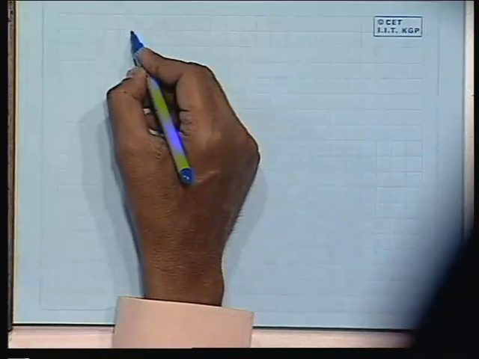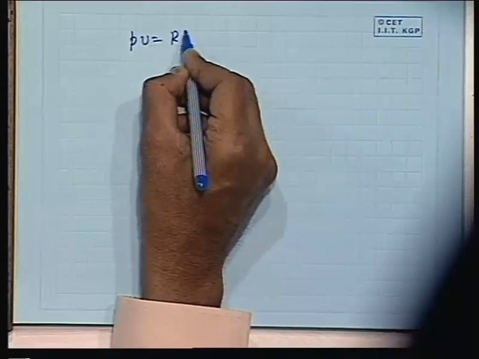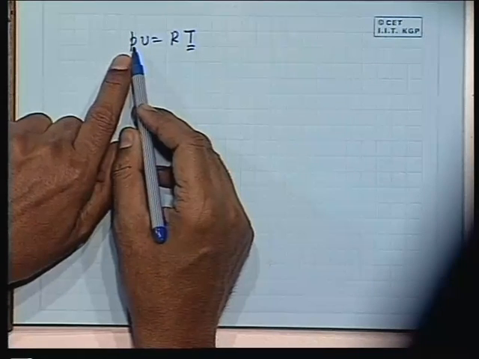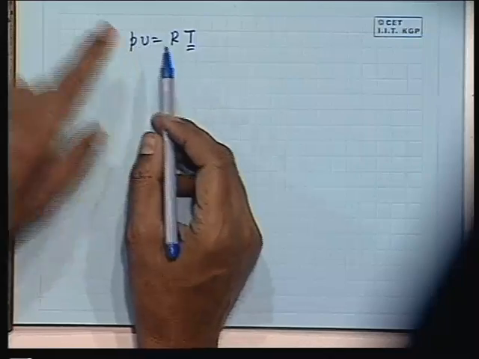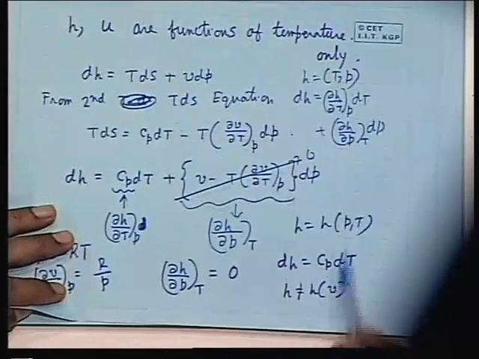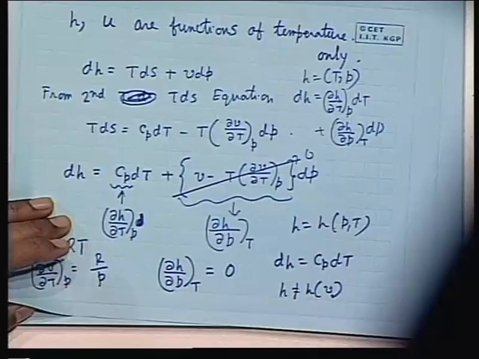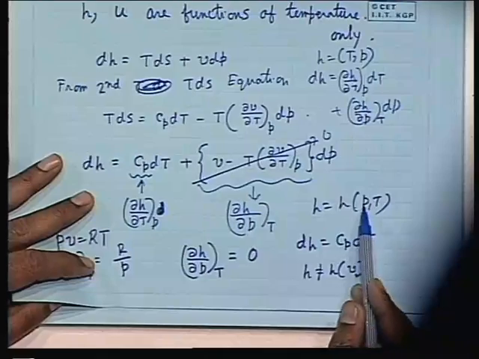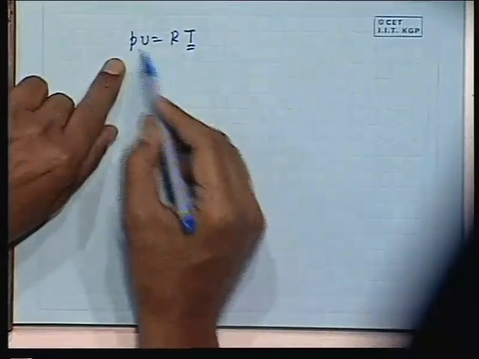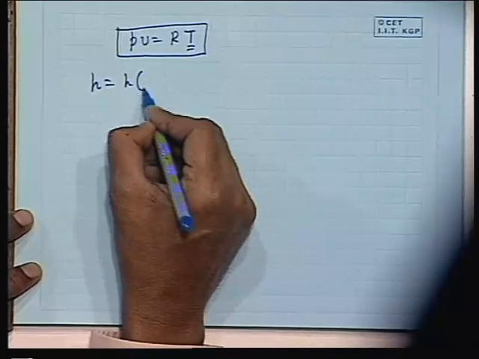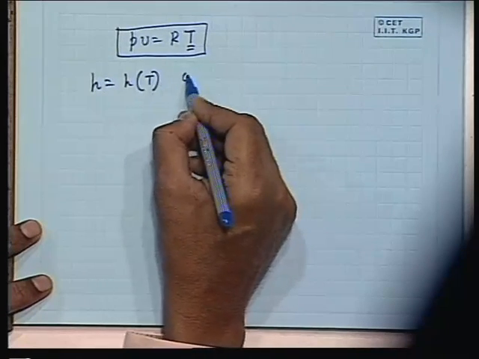There are several ways. One of the ways I am telling: PV is equal to RT. So if you keep the temperature fixed, then volume will vary only if there is a variation in pressure. So at constant temperature, enthalpy cannot change with volume if it does not change with pressure, because this is the equation of state. So we see enthalpy is a function of temperature only.